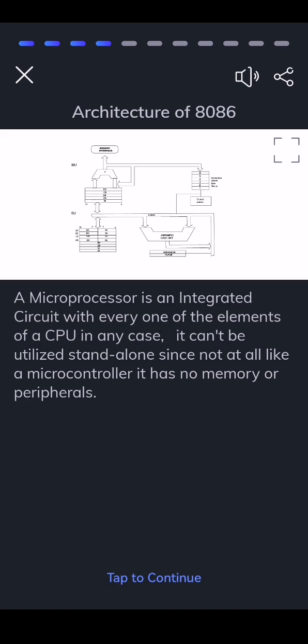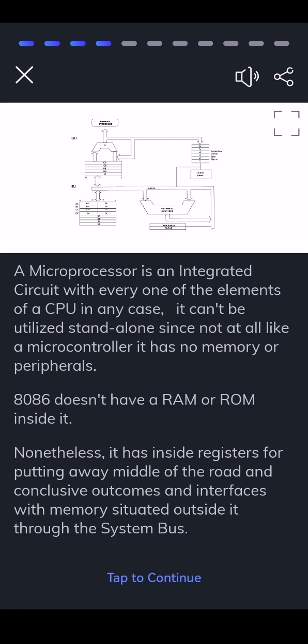A microprocessor is an integrated circuit with all of the functions of a CPU. However, it cannot be used standalone, since unlike a microcontroller, it has no memory or peripherals. 8086 doesn't have a RAM or ROM inside it. However, it has internal registers for storing intermediate and final results, and interfaces with memory located outside it through the system bus.